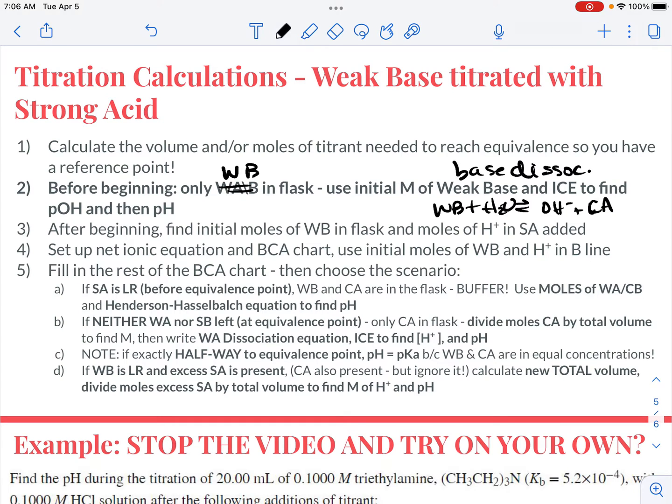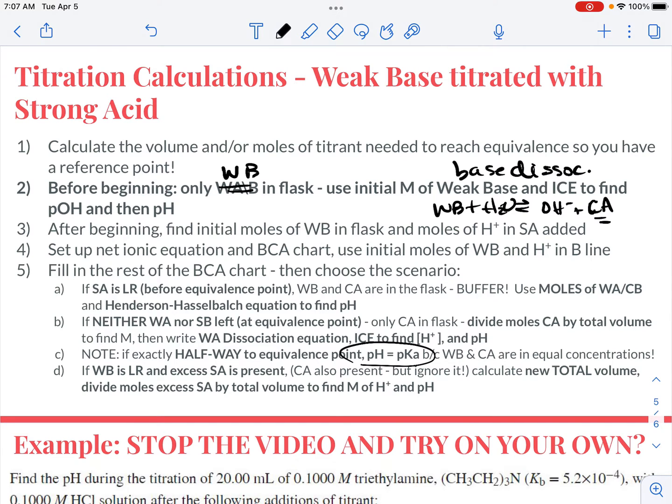And then from there on, it's very similar. Before equivalence, you have a buffer, so you're using Henderson-Hasselbalch. If you're at equivalence, then what you have left is your conjugate acid. So you need to find its molarity and ice it to find its pH. If you are exactly halfway to equivalence, this is the same, where pH is pKa.